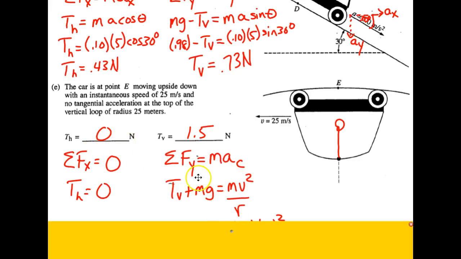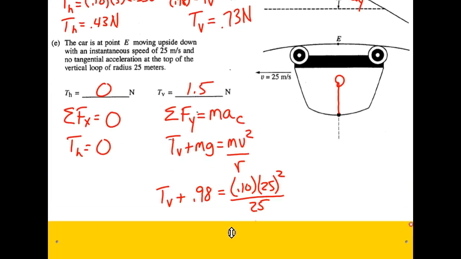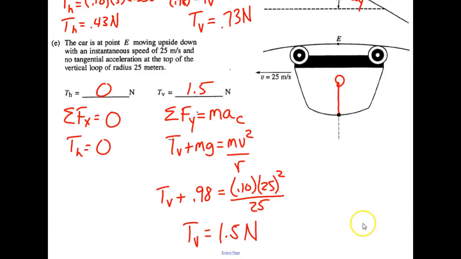For the vertical component, we summate forces in the y direction. Is the ball accelerating? Yes, traveling in a circular path. What would be the summation? Well, the tension here is directed downward, and so is its weight. So TV plus mg equals mv squared over r. We go ahead and we substitute, and we calculate the vertical component of tension to be 1.5 newtons.